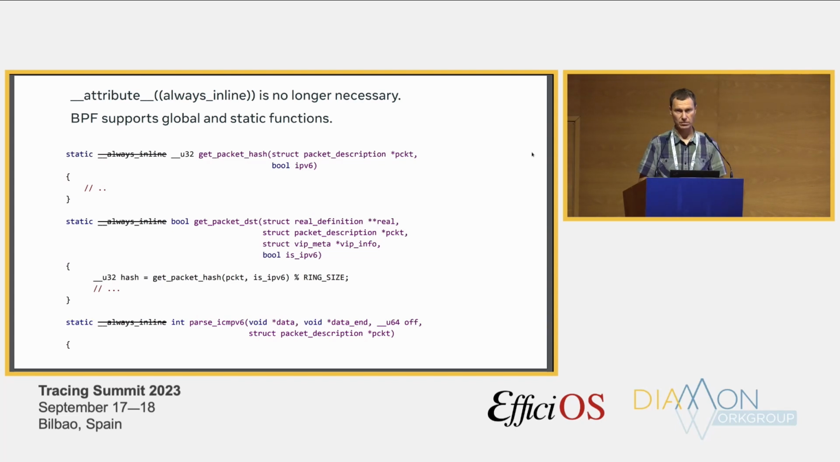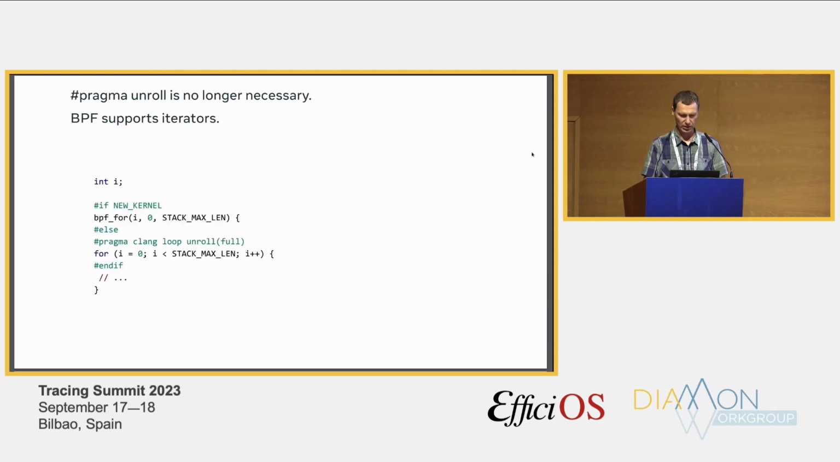So about 4 years ago, we changed the compilers, changed the kernel, changed libbpf, and now all of this is gone. There is proper support for global or static functions.